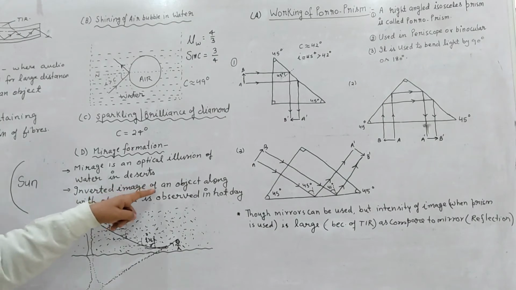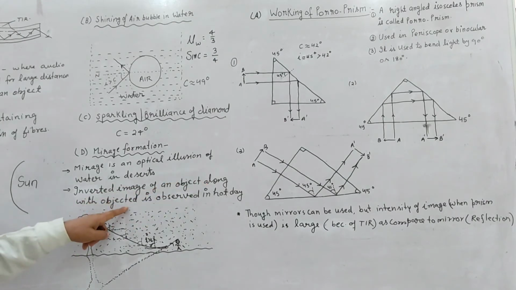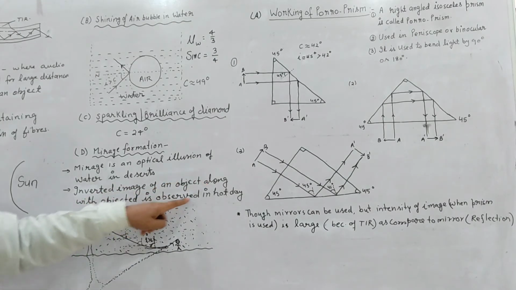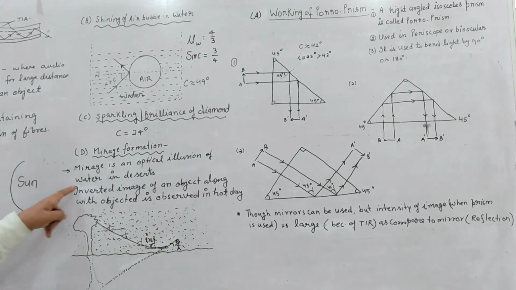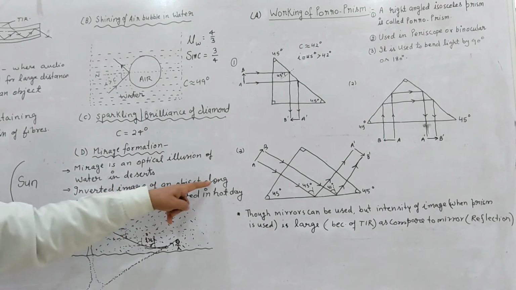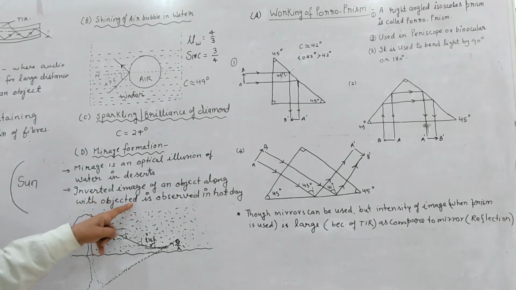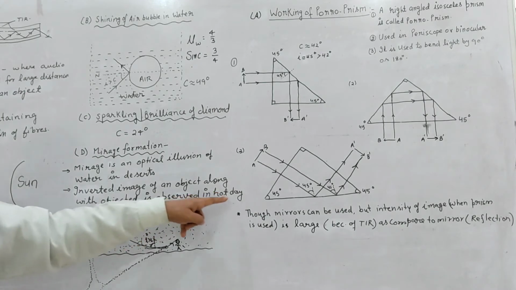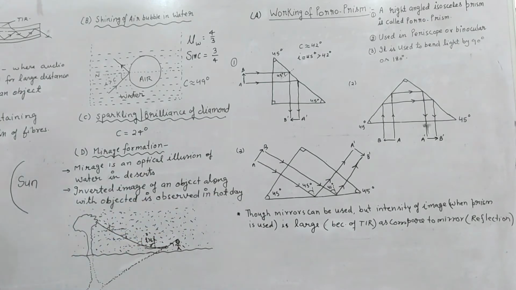Formation of an inverted image of an object along with the object, observed on a hot day, especially in desert, is called mirage formation.